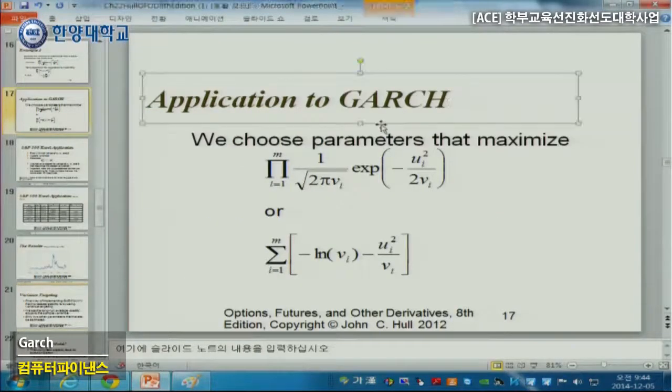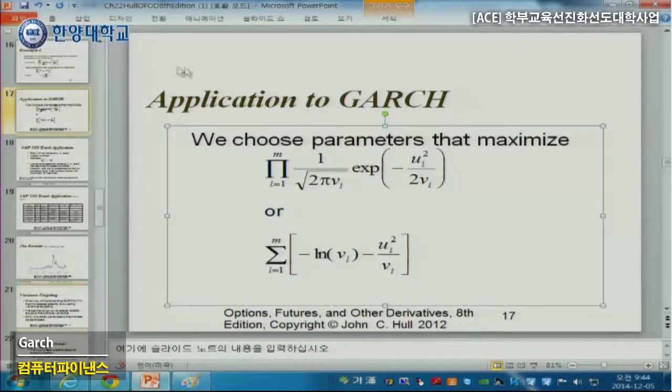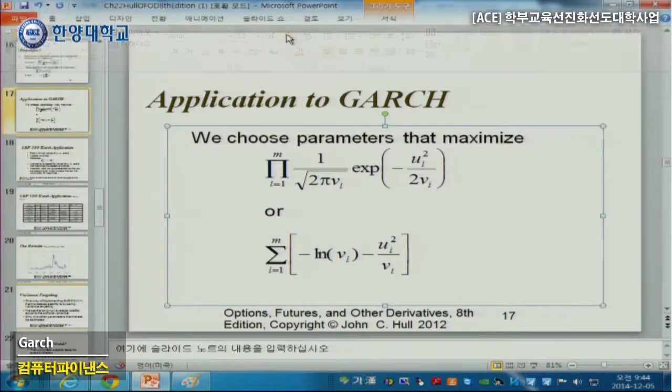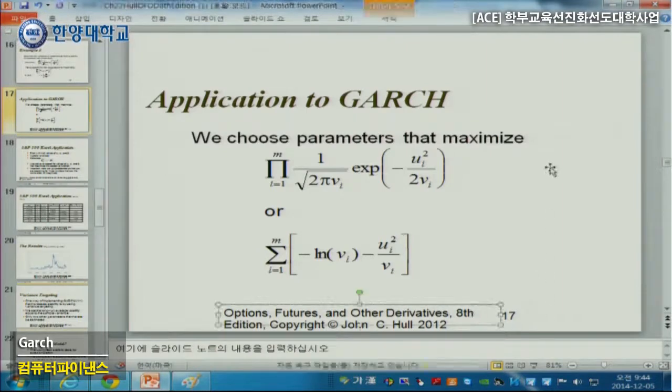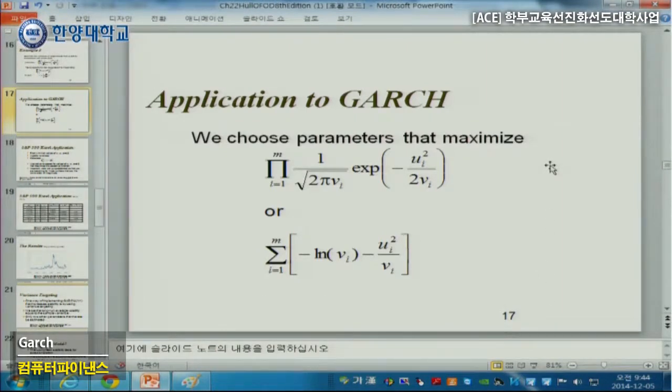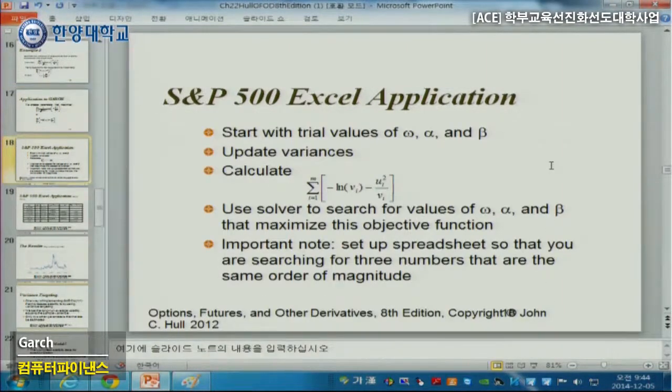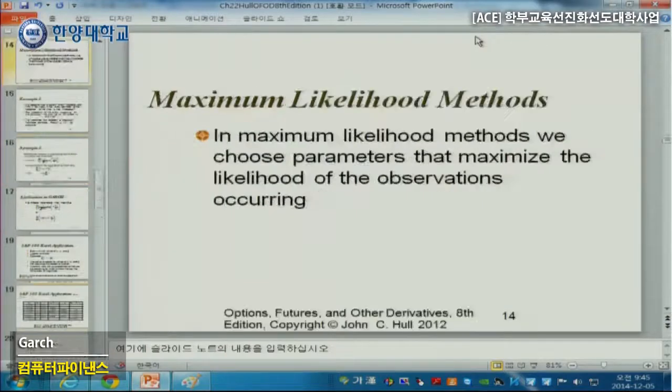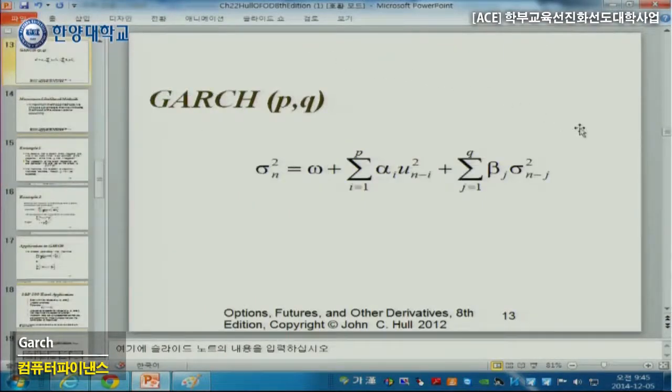This one, we choose parameters that maximize this one. And how to do that? Well, we have a model, so we know what the Cauchy model is, and the Cauchy model is over here. This is our Cauchy model.